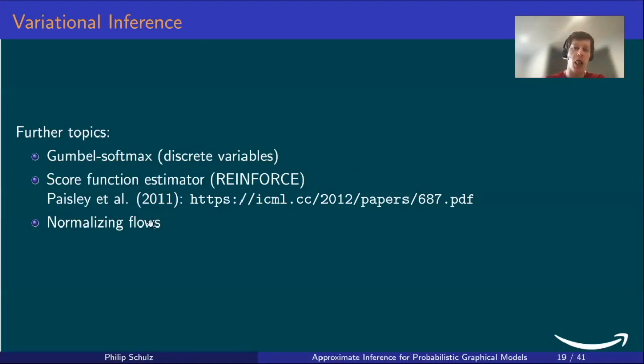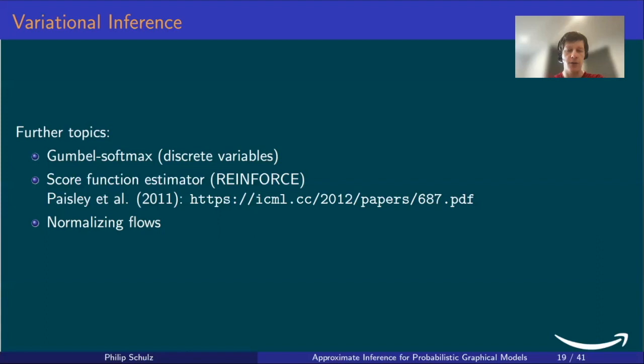Normalizing flows are learned posterior approximations. So instead of saying my posterior approximation is definitely going to have a Gaussian shape, normalizing flows allow you to say, I have no clue what my posterior looks like, so let's learn the posterior shape along with learning the variational parameters. And normalizing flows allow you to do that. They're a very powerful tool, but unfortunately, they're a bit outside of the scope of today's lecture.